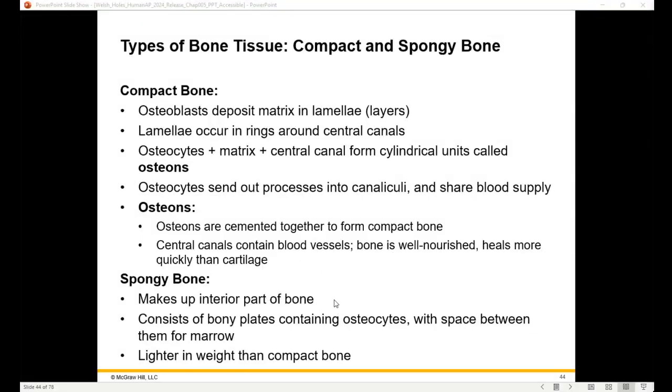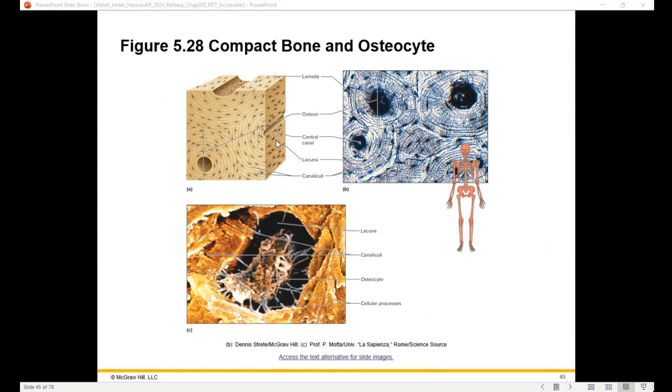Spongy bone. This makes up the interior part of bone. It consists of bony plates containing osteocytes with space between them for marrow. It's lighter in weight than compact bone. And this shows you the compact bone. Notice how it is arranged in these concentric layers or lamellae with a central canal, and the osteons are each of these large ring structures.